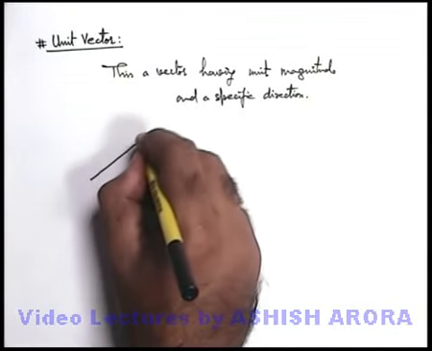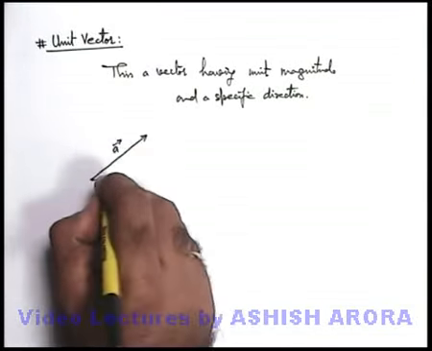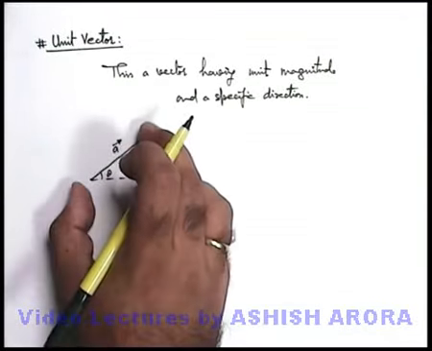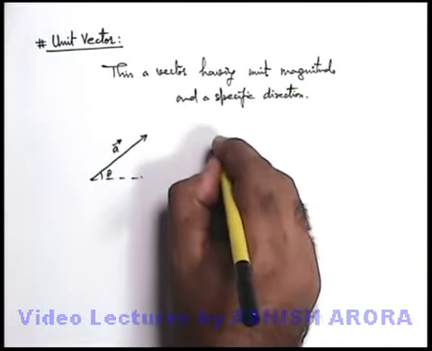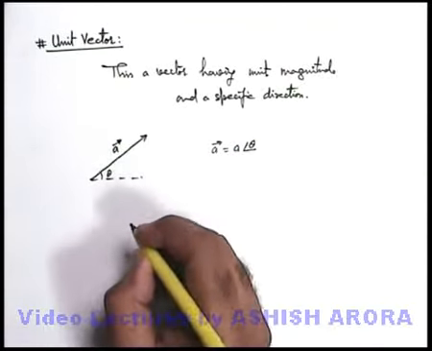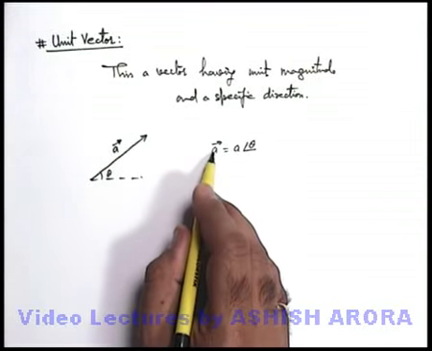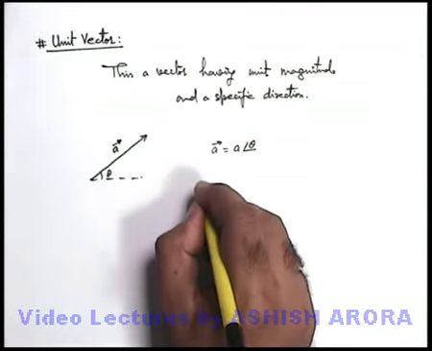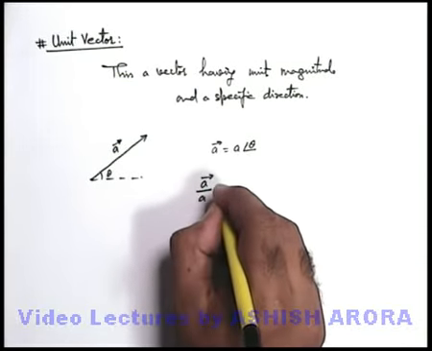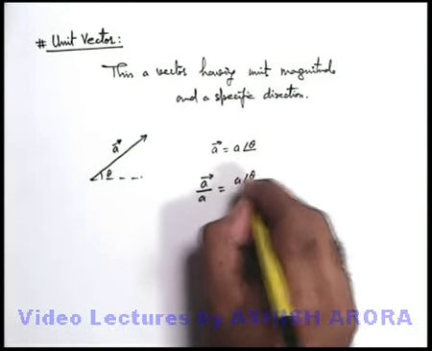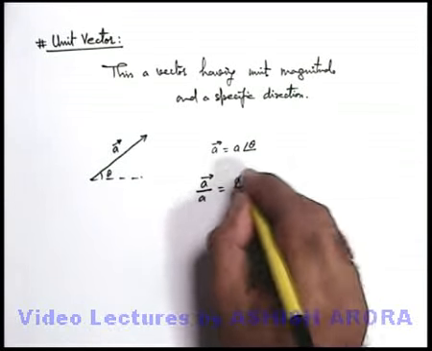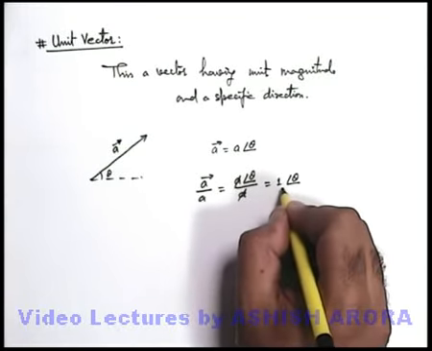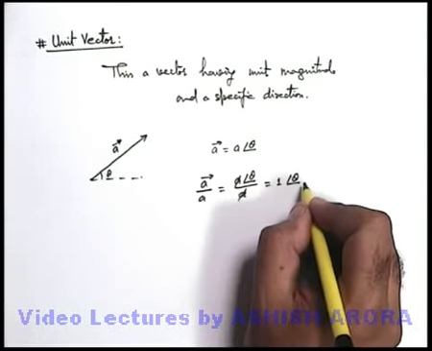Say we have a vector A which is at an angle theta with the x-axis. So this vector A has a magnitude equal to A, and we can write it as A angle theta. Now if we divide this vector by its own magnitude, we get A angle theta by A. The A cancels out, leaving only angle theta. This is a vector which has magnitude unity and a particular direction theta.